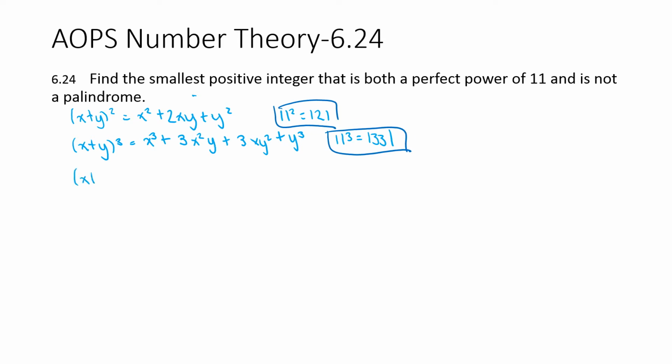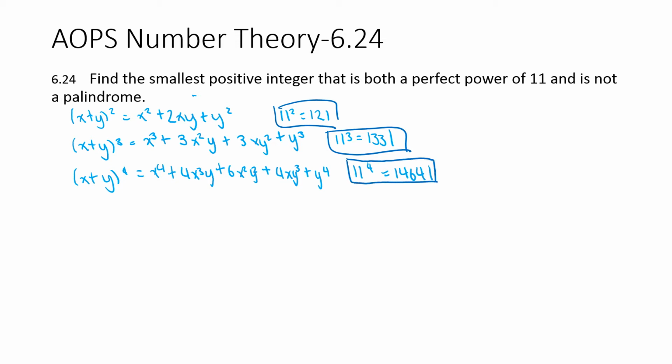And (x plus y) to the power of 4 is equal to x to the power of 4 plus 4x to the power of 3 y plus 6x to the power of 2 y to the power of 2 plus 4xy to the power of 3 plus y to the power of 4. So 11 to the power of 4 is equal to 14641 when x is 10 and y is 1. And these three are all palindromes, so then we keep testing.